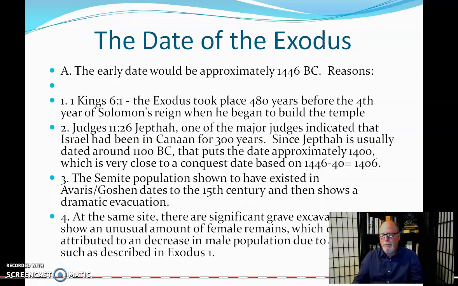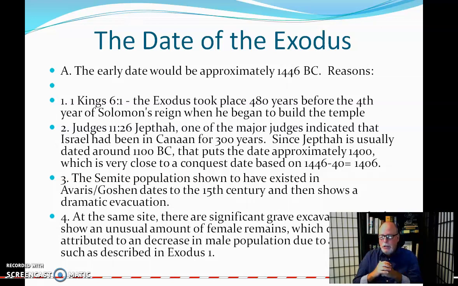In Judges 11, Jephthah, who was one of the major judges, indicated that Israel had been in Canaan for about 300 years. And if we date Jephthah where we think we can date him, then you are able to put the conquest at the right spot at about 1406, 40 years before that at 1446. So again, that biblical chronology seems to hold up quite well.